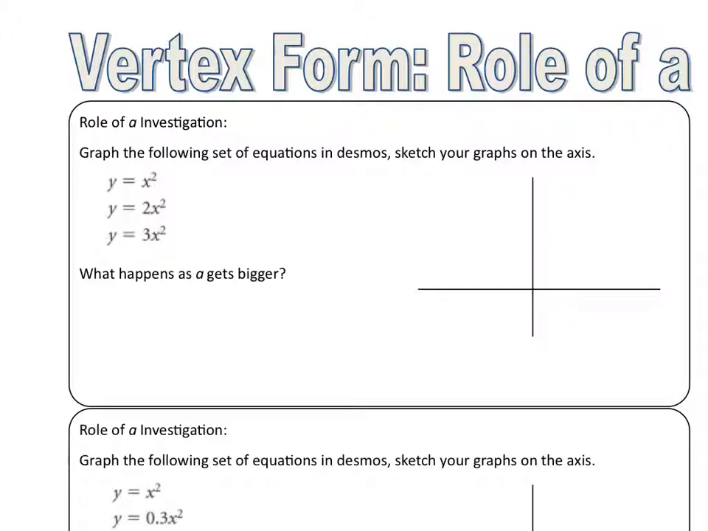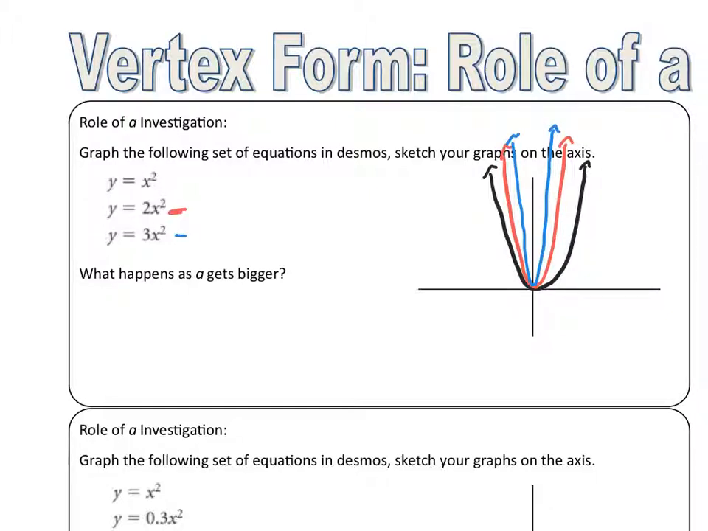So we're going to graph the following set of equations in Desmos and sketch your graphs on the axis. If you did this, you would have noticed that this is what our x squared looked like. The 2x squared would have looked like this. And the 3x squared probably did something like this. Now notice that the sides of the parabola start to get kind of skinnier or come closer together.